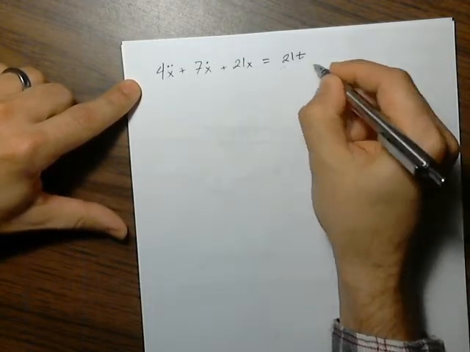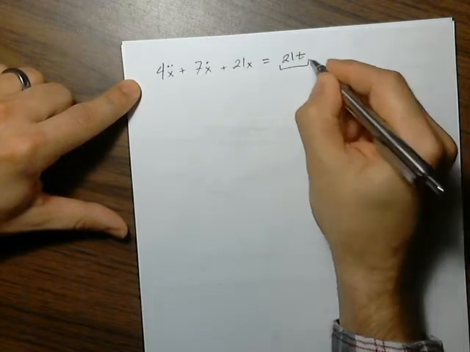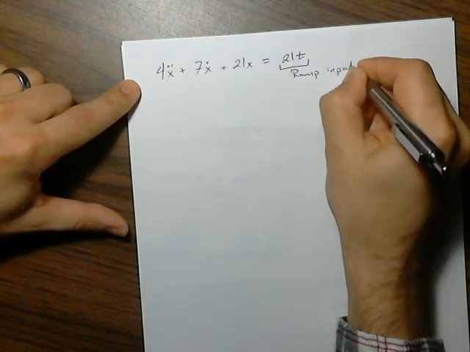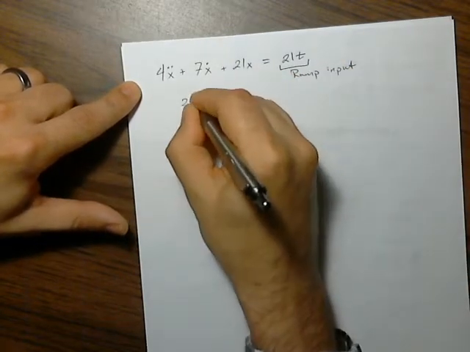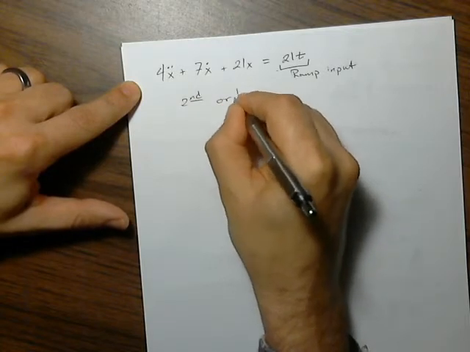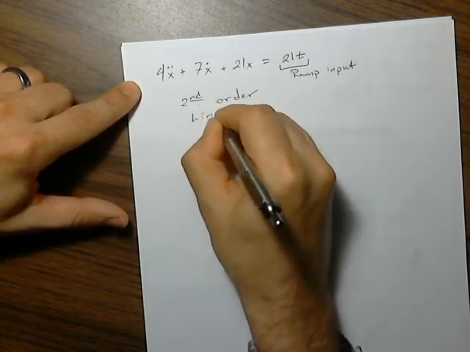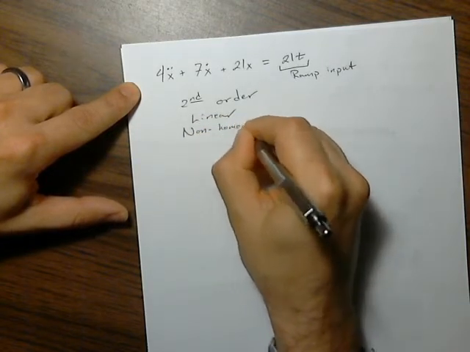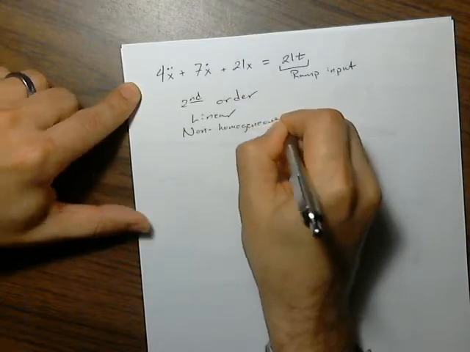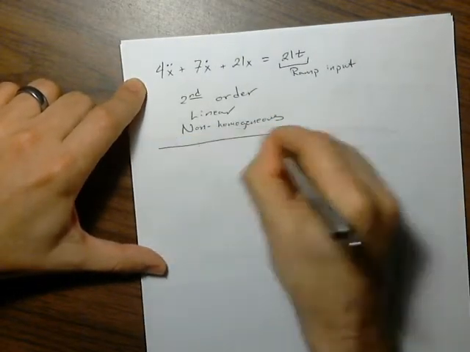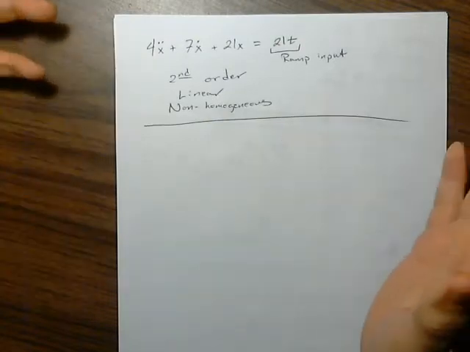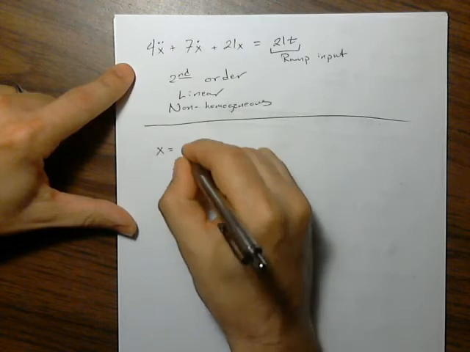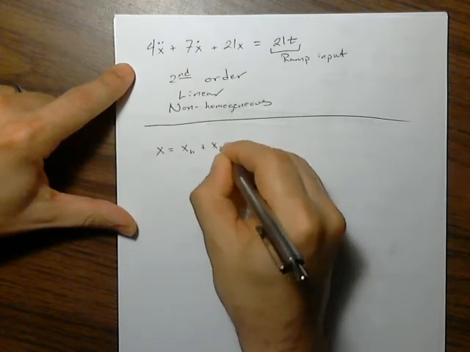So here we've got a forcing function. That's a ramp function. So we have a second order linear non-homogeneous equation. Just like we did with first order systems, I'm going to go ahead and split the solution into two parts. So x is going to be equal to the homogeneous part plus the particular part.